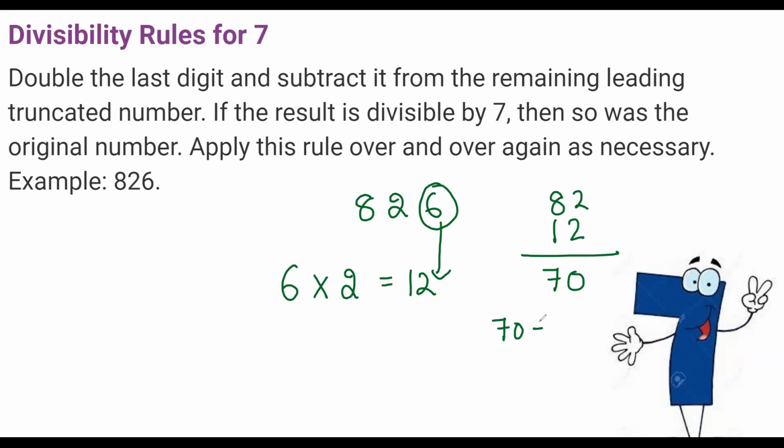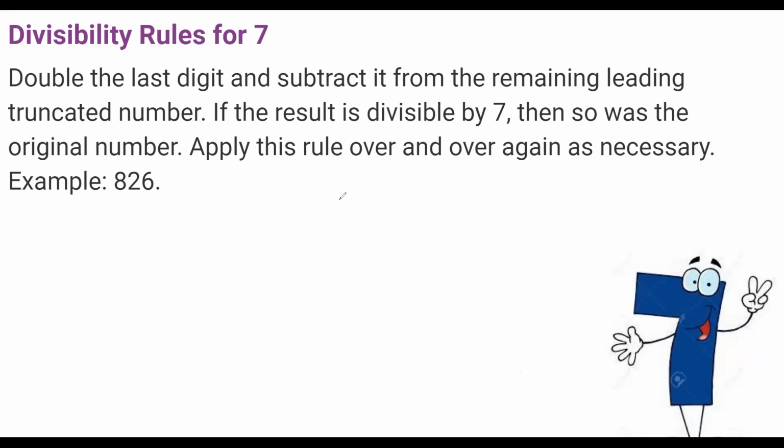Is 70 divisible by 7? Yes. So the number is divisible by 7. Let's try any other number and then you can master this. So suppose you have 41720. So 0 will skip because any number, if you put 0, it doesn't make a difference. So we'll start with 2.